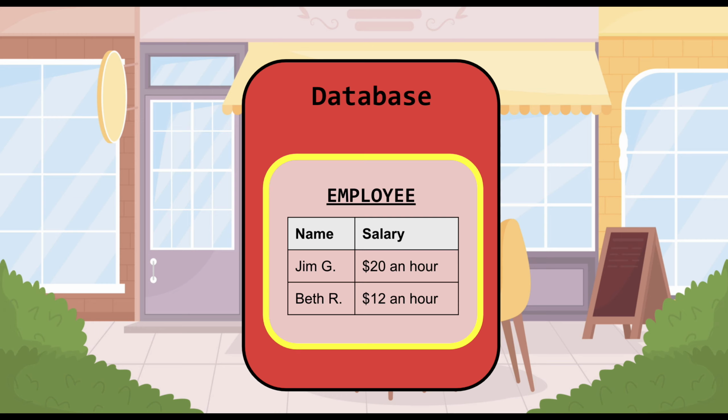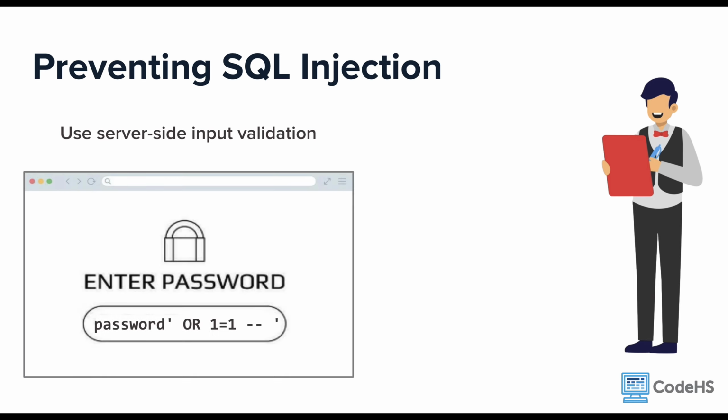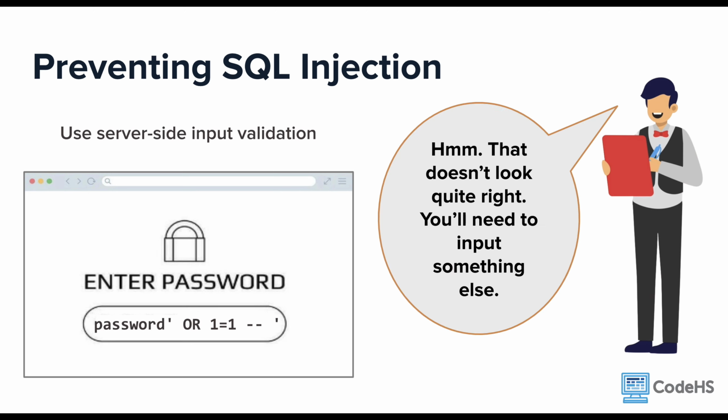That's not fair. All right, so how do we prevent SQL injection? This is no good. One technique is to use server-side input validation. The server will check the input from the client and determine if it looks safe or not. "That doesn't look quite right. You're going to need to input something else."